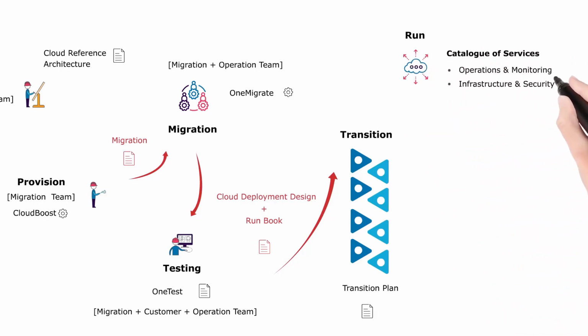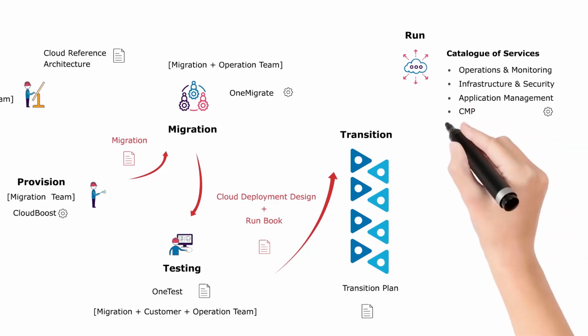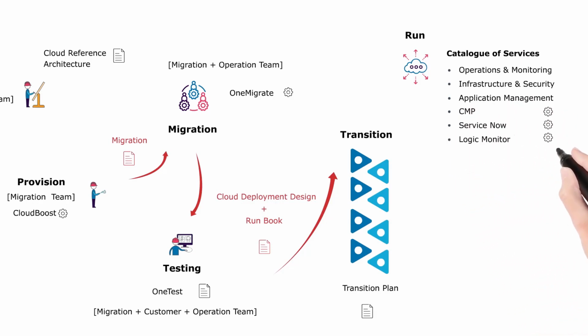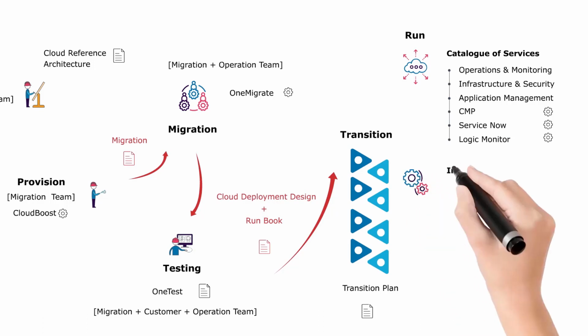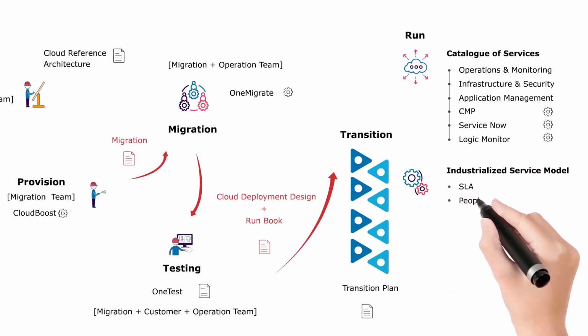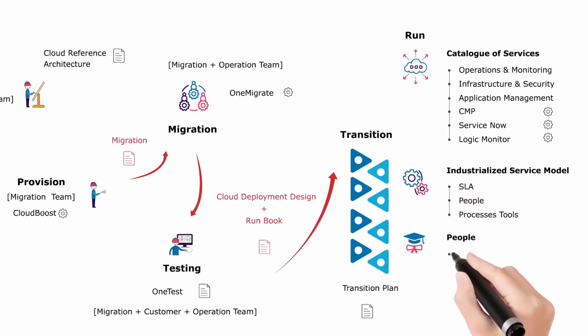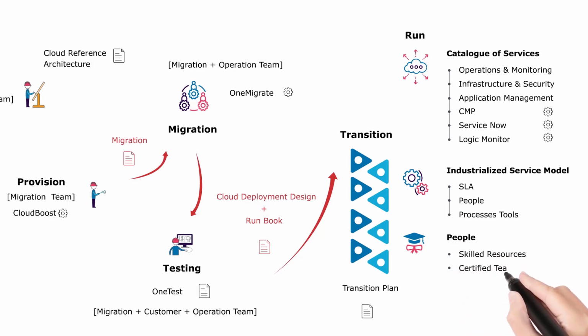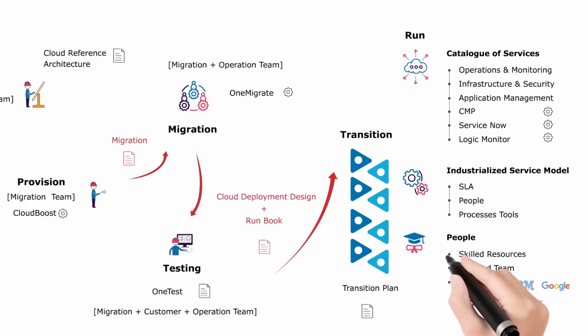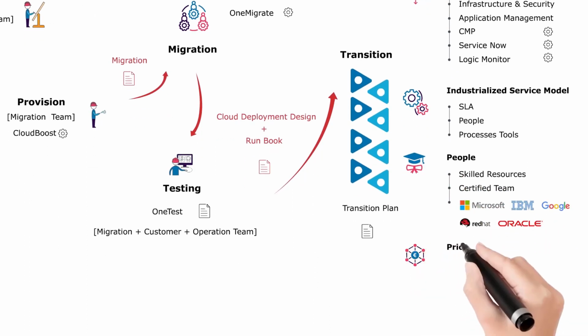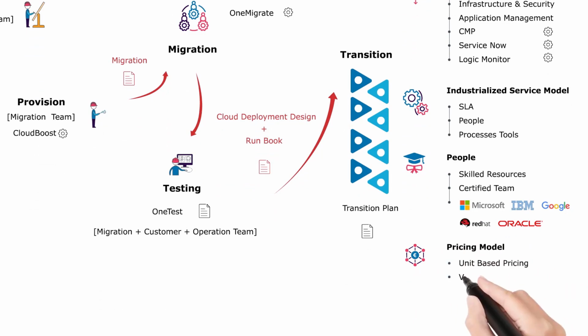The run team supports the monitoring and continuous improvement services using tools like LogicMonitor, ServiceNow, and CloudBolt for monitoring, ticketing, and lifecycle management respectively. The run team delivers its services through an industrialized service delivery model based on standard SLAs with the help of skilled resources and integrated tools and processes based on ITIL. We are also able to cater to Euroclear's fluctuating workloads on the cloud on a unit-based pricing model.